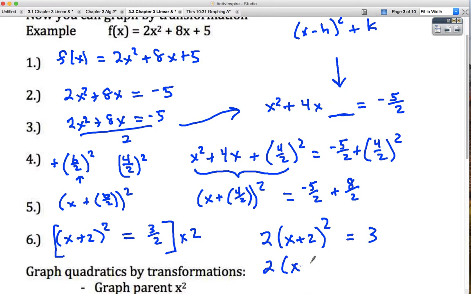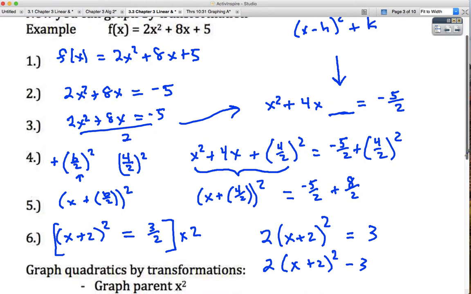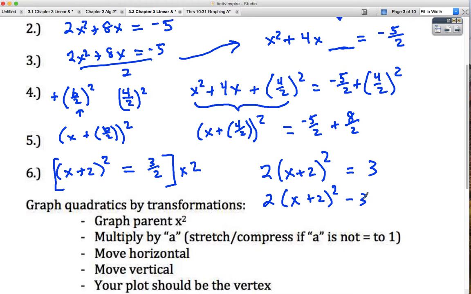which will give us our vertex form. And as you can see, the vertex is going to be 2, -3. Or, excuse me, this is going to be -2 because it changed signs. So the vertex is -2, -3.